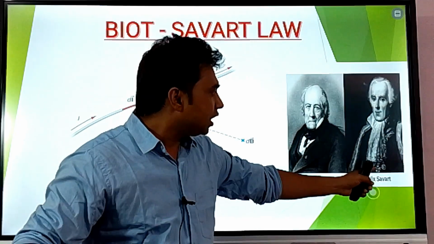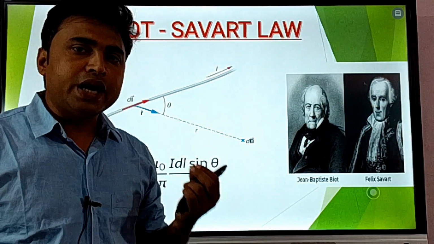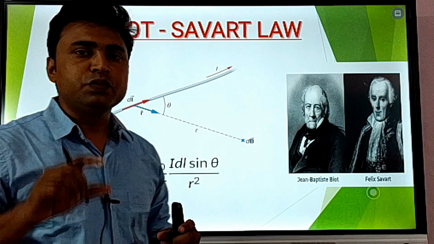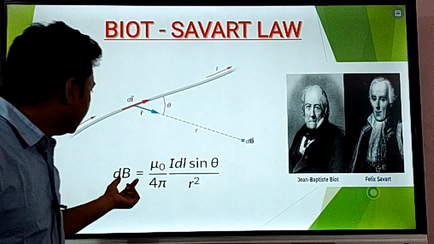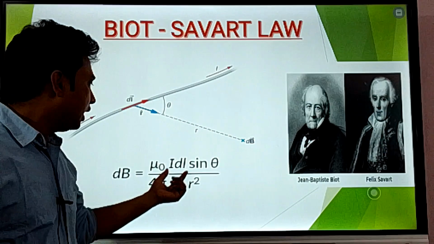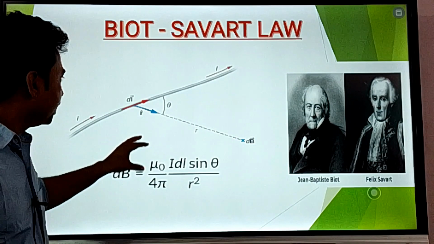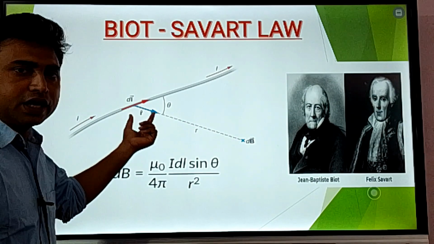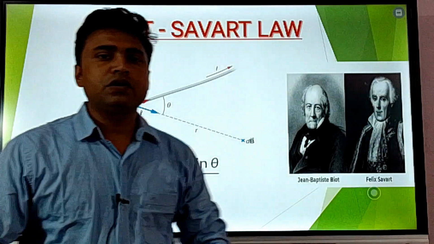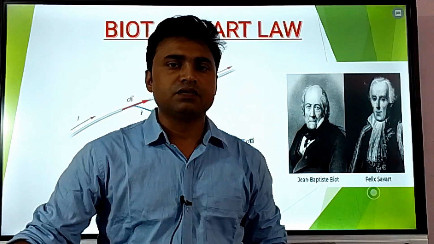one of them is Biot and another one is Savart, derived an expression for the magnetic field at a point due to a small current element, and that expression is dB equal to mu naught by 4 pi I dl sin theta by r square. They have done the research in this field and found the value of the magnetic field due to a small current element. So today our topic of discussion is the Biot-Savart law in this video lecture.